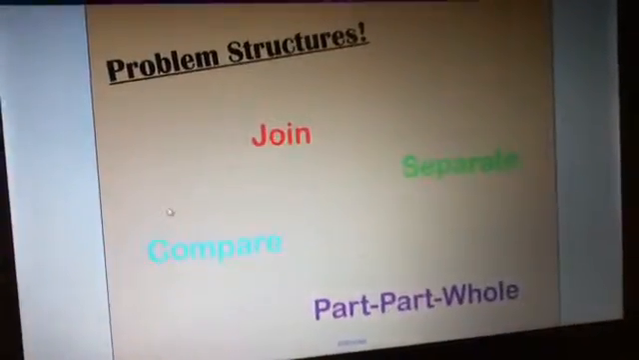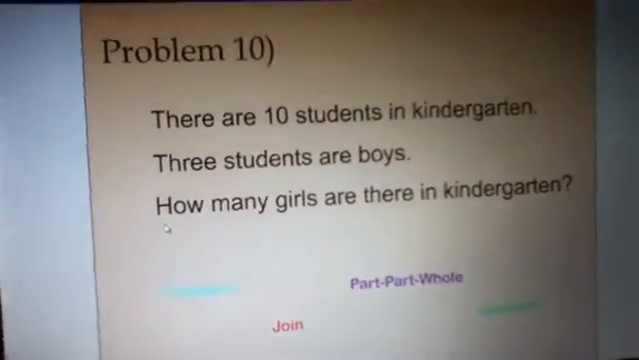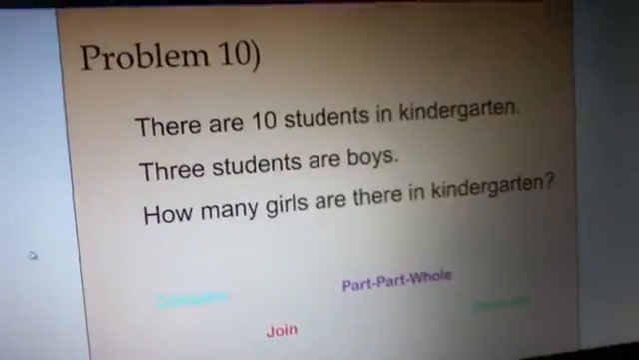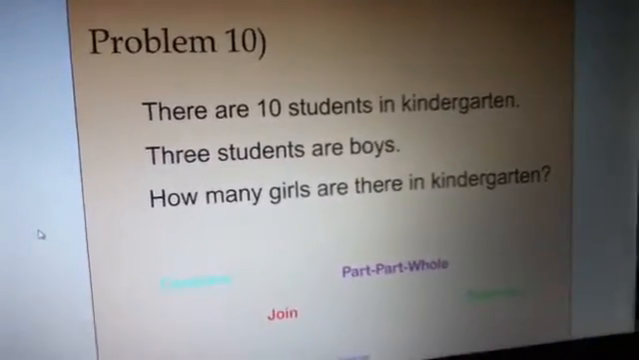So let's begin by taking a look at problem 10. Our first problem that we're going to take a look at. So, the problem says there are 10 students in kindergarten. 3 students are boys. How many girls are there in kindergarten?